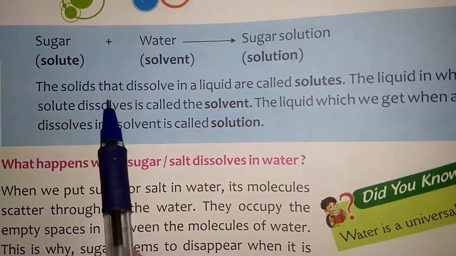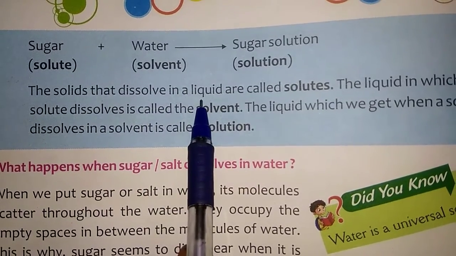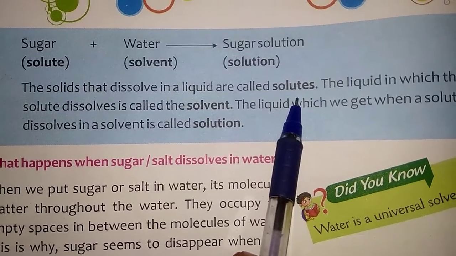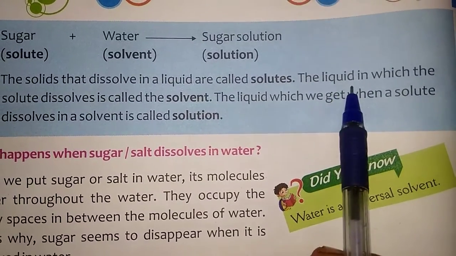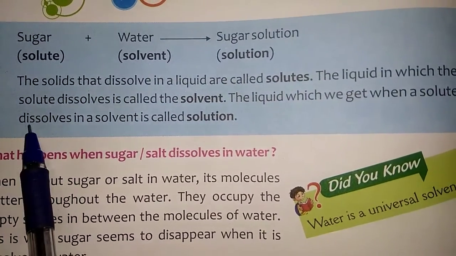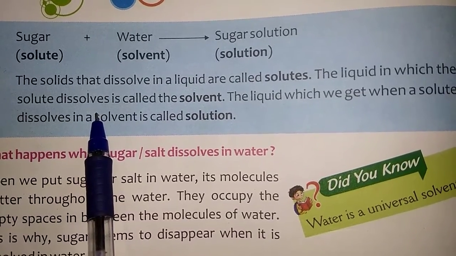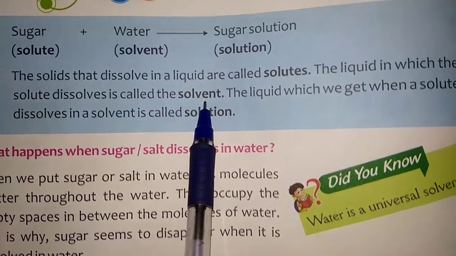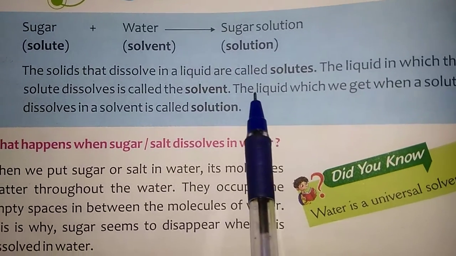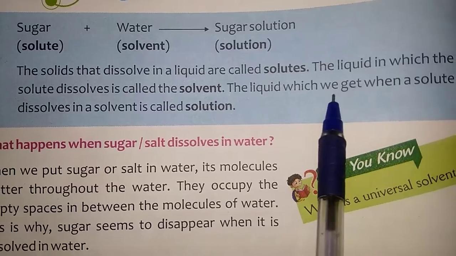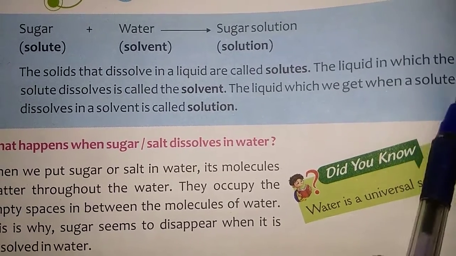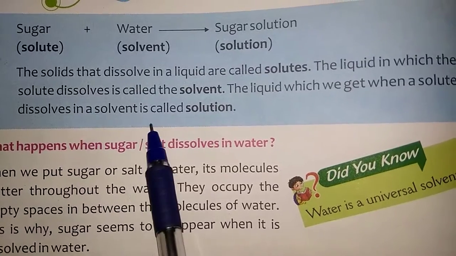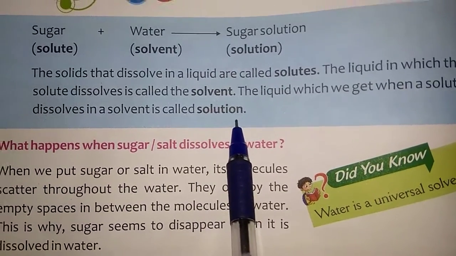The solid that dissolves in a liquid is called a solute. The liquid in which the solute dissolves is called the solvent. The liquid which we get when a solute dissolves in a solvent is called a solution.